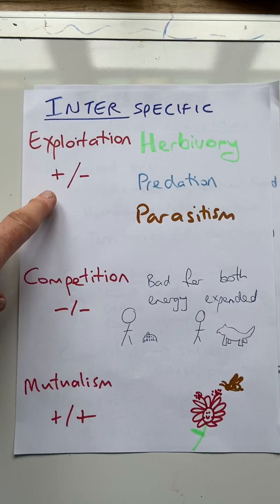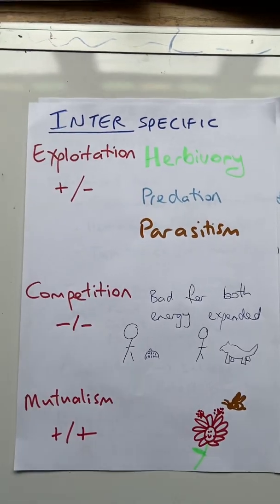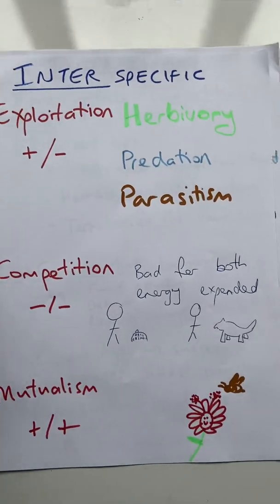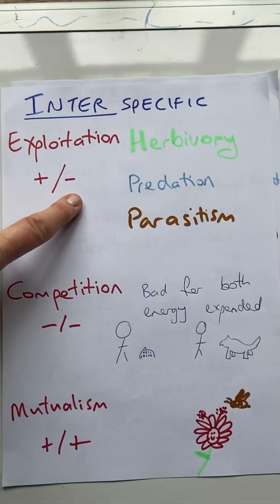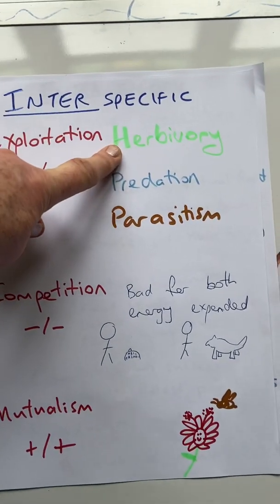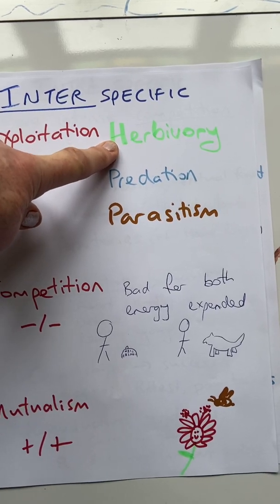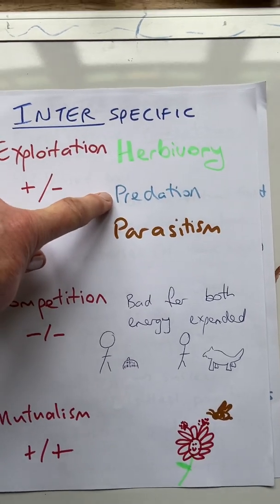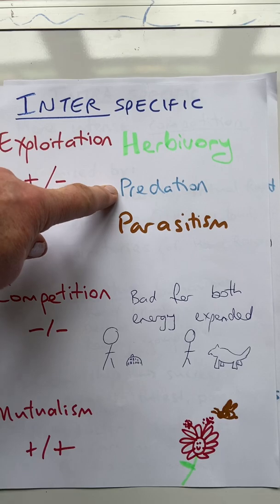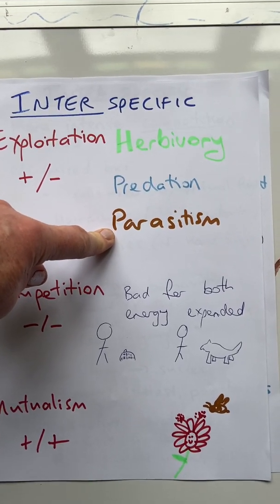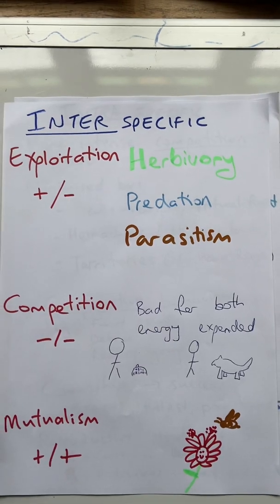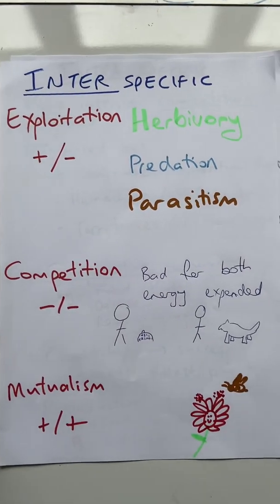So exploitation means it's positive for one of the species, negative for the other one. So herbivory is when something eats a plant, so negative for the plant. Predation is when a predator eats prey, and parasitism is when a parasite feeds off its host. So obviously bad for the thing that's being eaten.